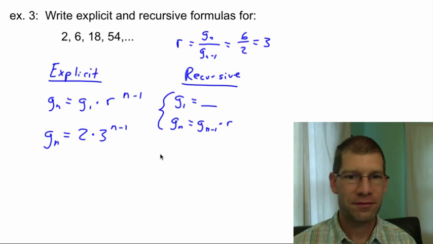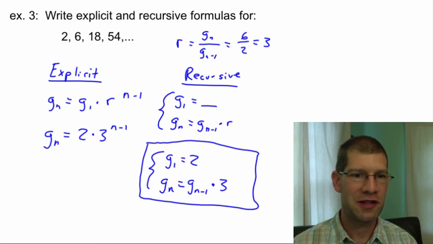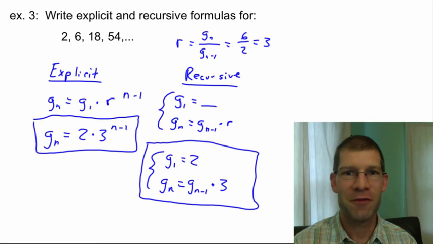And now we do the same exact 2 things, really. You say, well, what's the first term? It's a 2. Put that in, and then put in what the multiplier is. So g sub n equals g sub n minus 1, make sure that's a subscript, and now we're multiplying by 3. And by now you're probably pretty comfortable with sequences, and that's pretty much it for this section. Hope it makes sense.